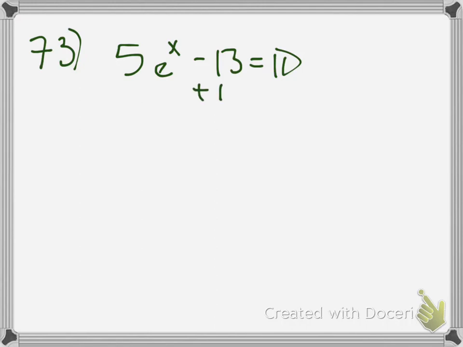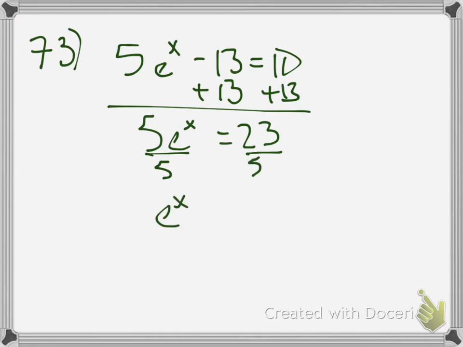Okay, so 73 and 74, how do I get rid of e's? Don't forget, natural logs get rid of e's, but get the e by itself. In other words, I need to get this 13 over to the other side, add 13, then I need to get rid of the 5. So now I've got e to the x equals 23 over 5.